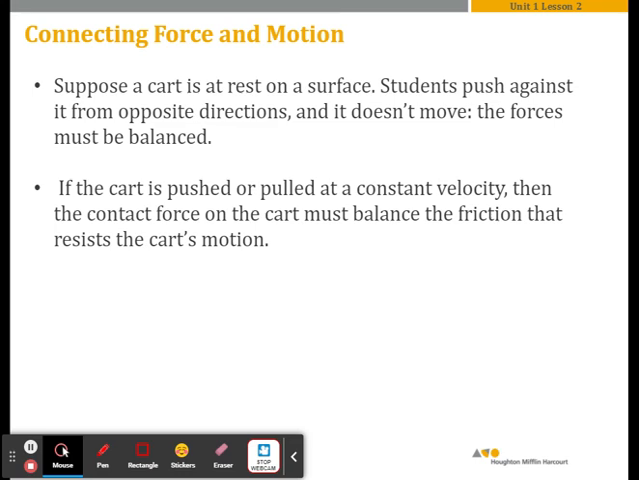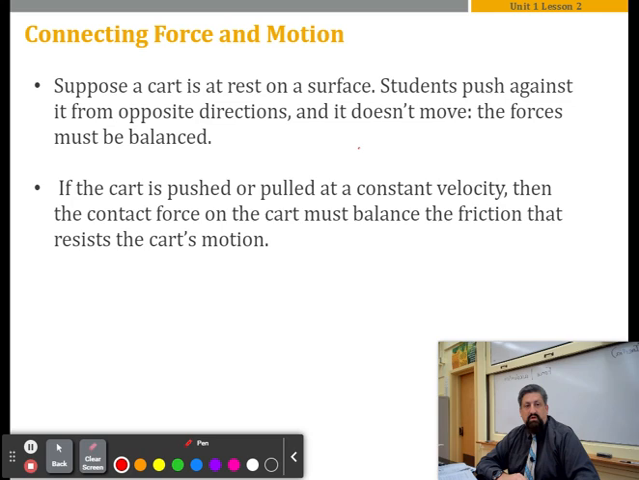If you are pushing a cart, let's say you're pushing a shopping cart through a store aisle, you're applying a constant force, and so the cart is moving at a constant speed. You're not speeding up, you're not slowing down, you're just walking down the aisle with a cart. If it's moving at a constant velocity, then we know that the net force on it must be zero.